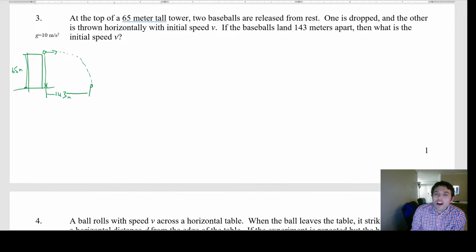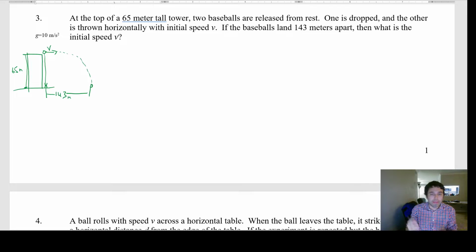And we're trying to find out what the speed of the one that was launched horizontally was. Okay, the key to this is remembering or realizing that when you drop an object and throw one horizontally, they're going to fall at the same rate. So if we know how long it takes the one that was dropped to hit the ground, we also know how long it takes for the one that was thrown to hit the ground. We know how long it takes both of them because everything falls at the same rate.